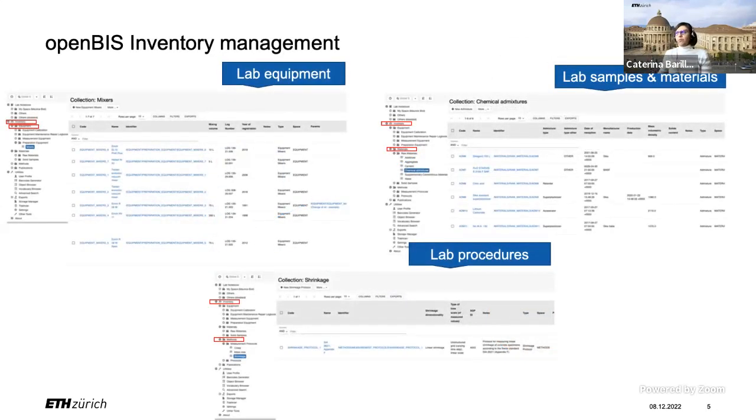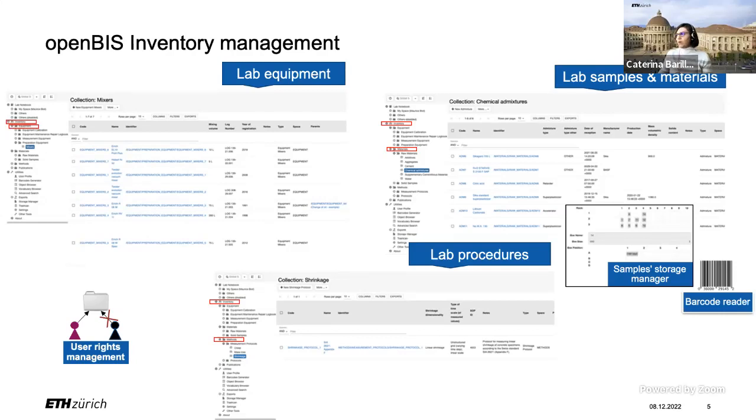If we look at the different components of openBIS, one part is the inventory management part. You can see here a few screenshots of how you can organize, for example, lab equipment in openBIS. You have an inventory where you can create folders and you can have collections of different things. In this case, we have a collection of mixers, and then you can also have collections of different lab samples and materials. In this case, we have collections of chemical mixtures. You can also have collections of protocols. The protocols would be the lab procedures for the different types of measurements that are done in the lab. And you can control access to the system. There are different roles available for the users in openBIS, and you can give access to some folders to some people and not to others.